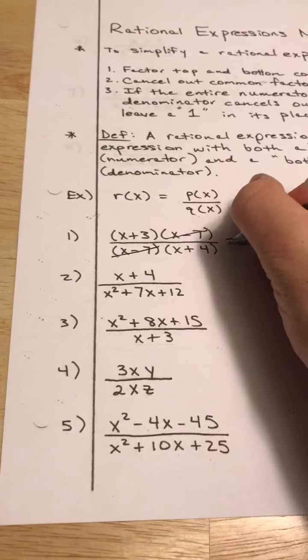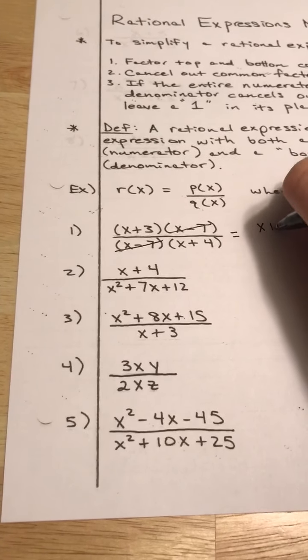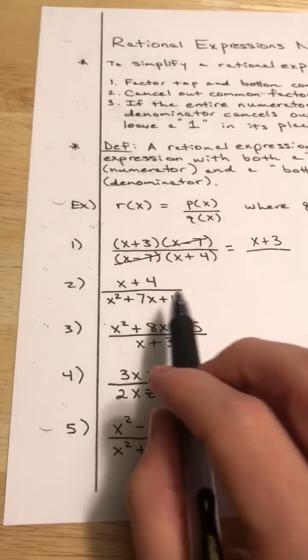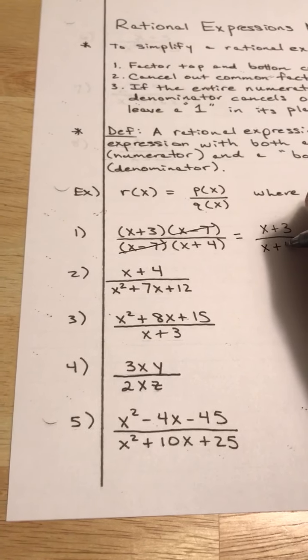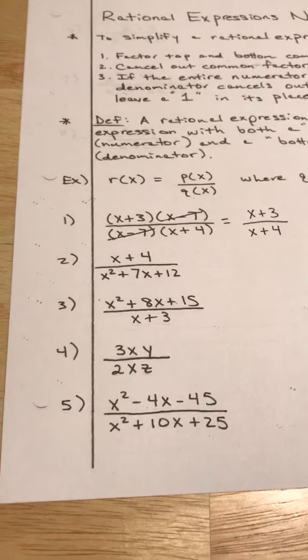What am I left with at the top? Just x plus 3. That's it. And what do I have left at the bottom? X plus 4. That's it. That's all you need to do on that one.